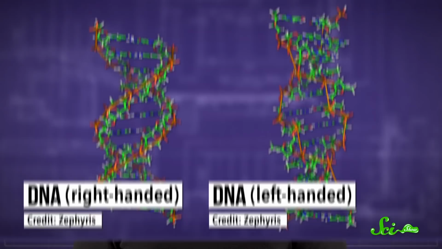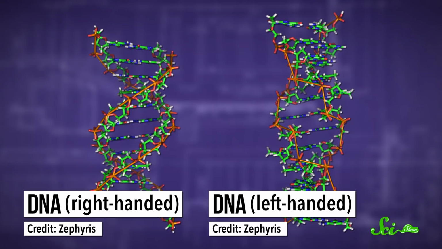those lefty molecules look pretty bizarre, and while they might crop up in cells in specific situations, the majority of the time our genetic code is stored in a right-handed twist. And that's the kind of helix our cells are adapted to decode. If our genetic information were left-handed, our cells wouldn't be able to use it.